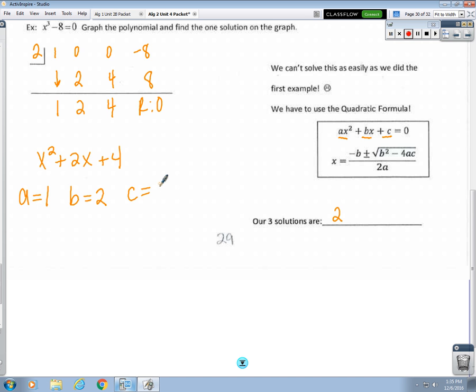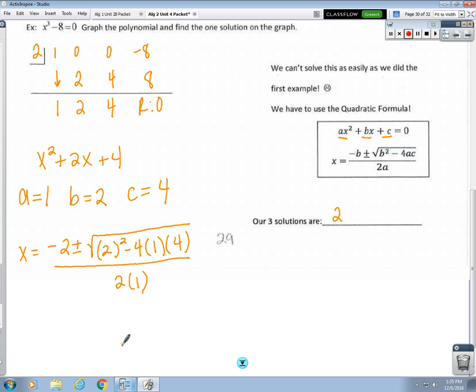And so what is your c value? Now you just plug it into this formula. So x equals negative b, which would be negative 2, plus or minus the square root of b squared, which would be 2 squared, minus 4 times a times c, all over 2 times a, which would be 2 times 1. Okay, so far all I've done once I got my answers from synthetic division is I identified the a, b, and c of it, and I plugged them in to where they go into the quadratic formula.